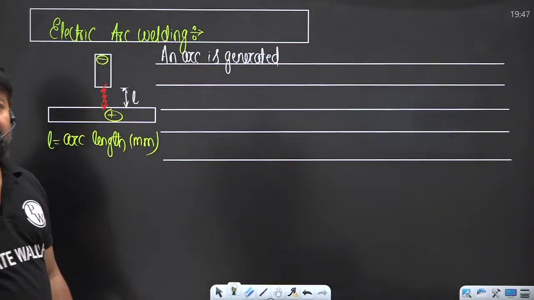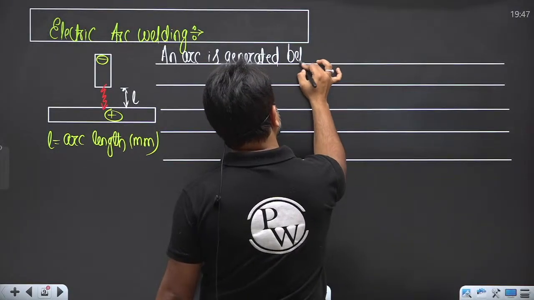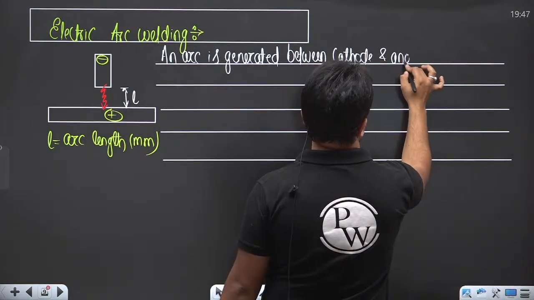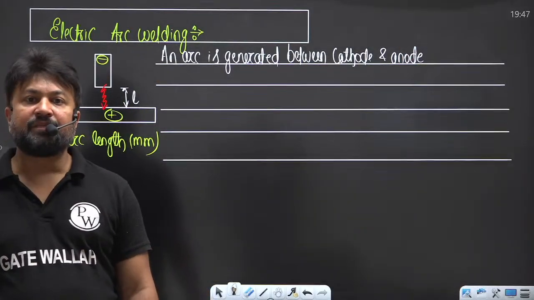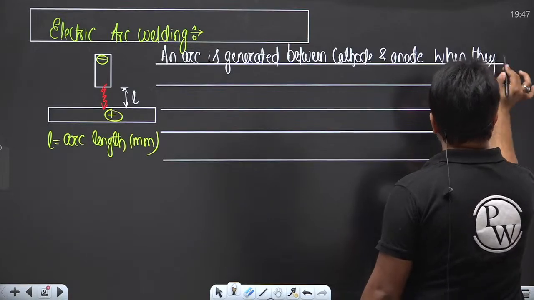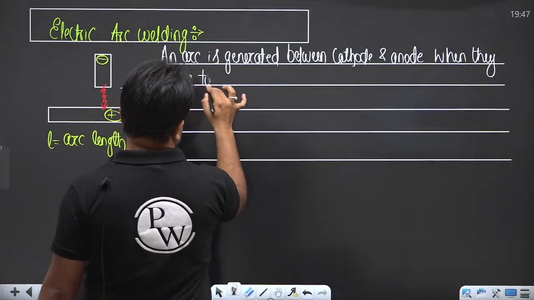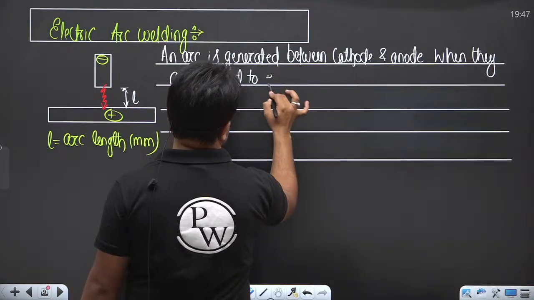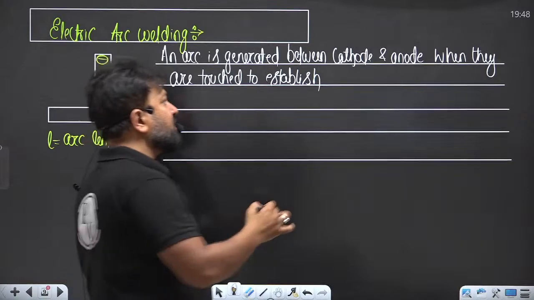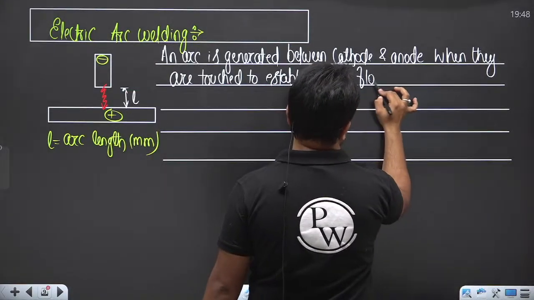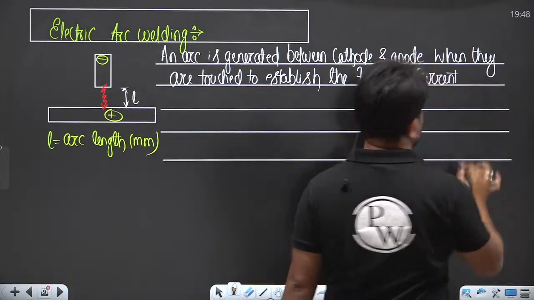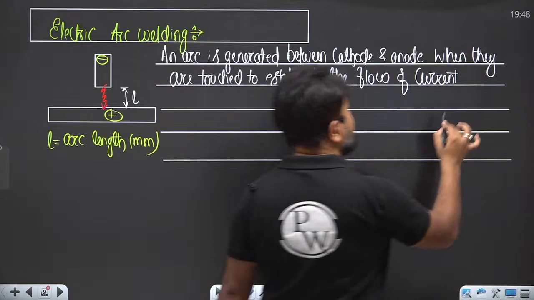An arc is generated between cathode and anode. When they are touched to stabilize the flow of current, and then separated by a small distance.